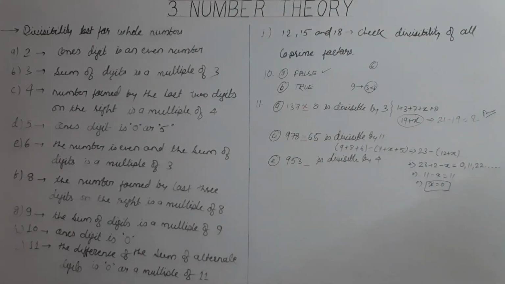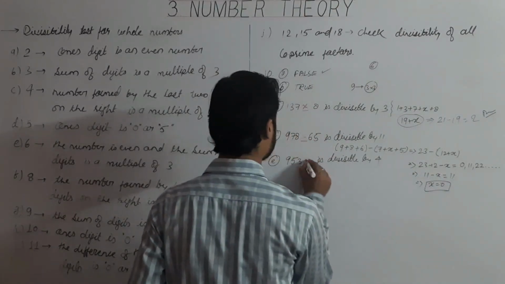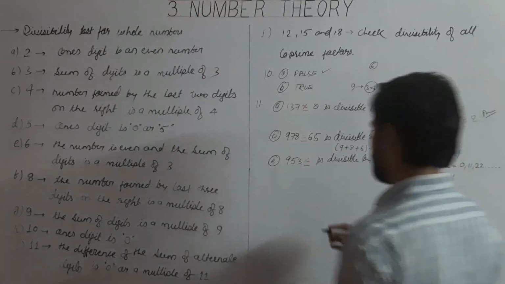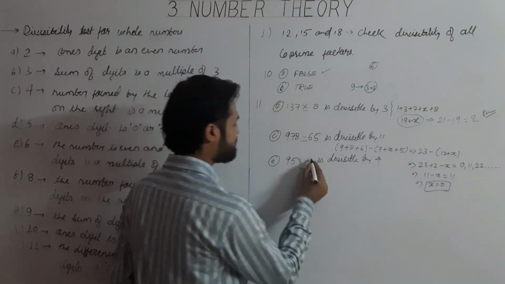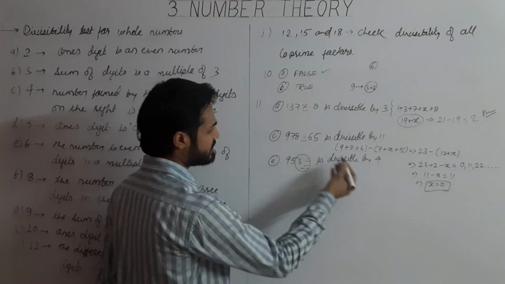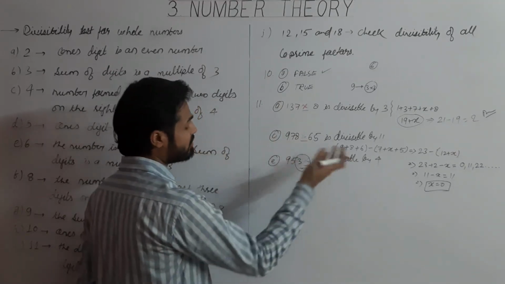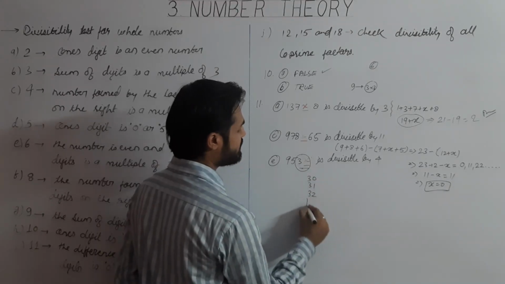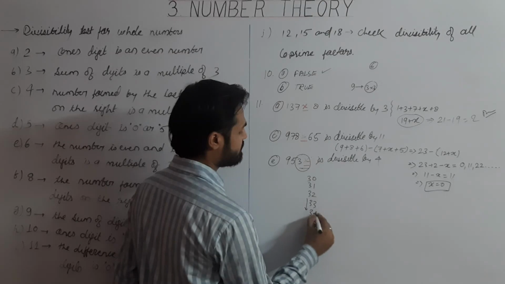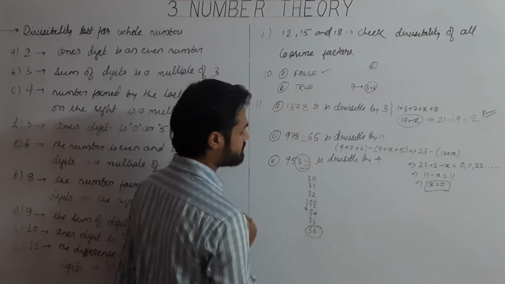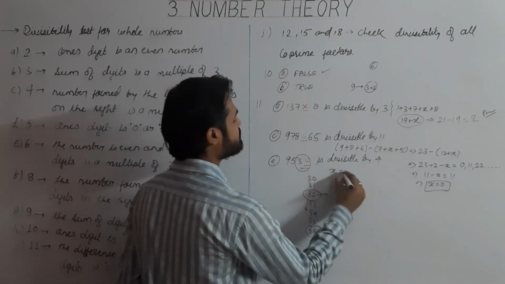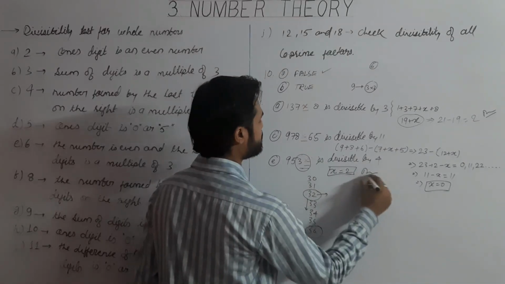Next 953, missing number is x again, is divisible by 4. So for 4 we have to check the last 2 digits. Last 2 means 3 and x. If the last 2 digits are divisible by 4, then we can say that this number is also divisible by 4. So 30, 31, 32 and so on, 33, 34, 36. This is divisible by 4, but we have to go for the least. So this is the least number. So least value is 2. So the answer is 2.